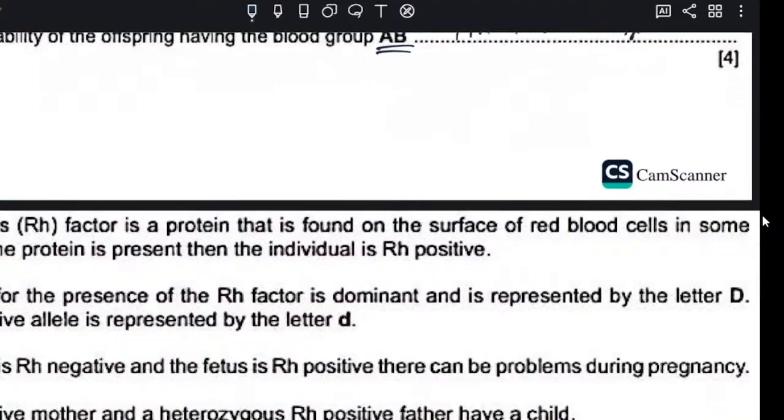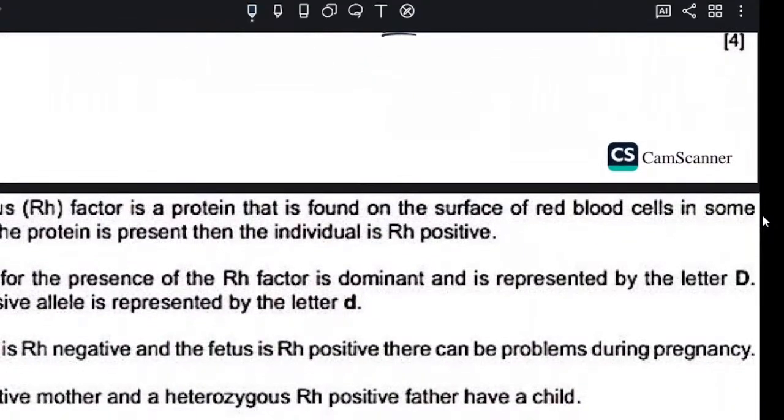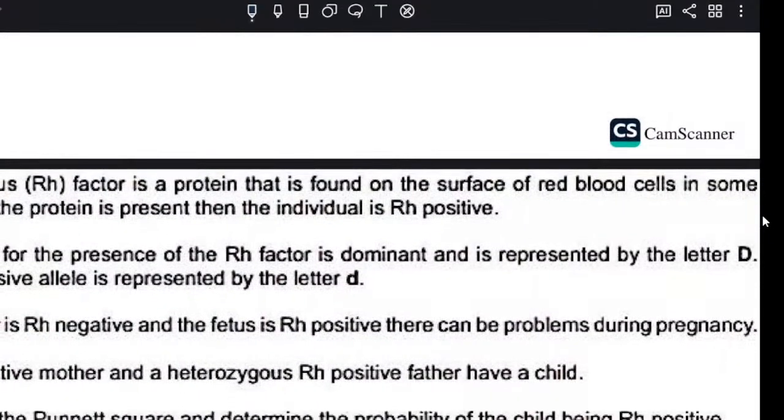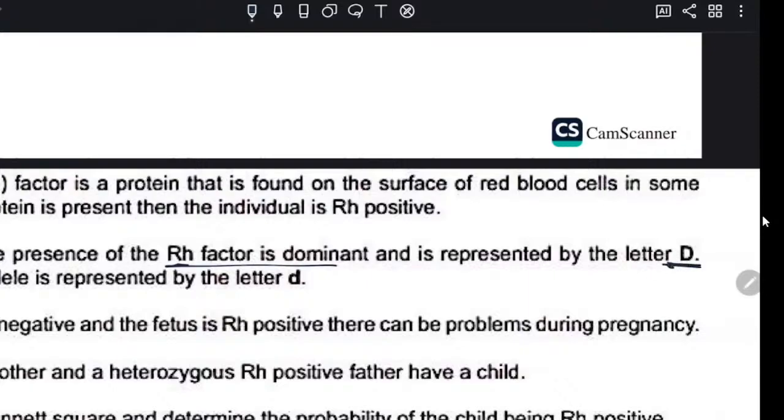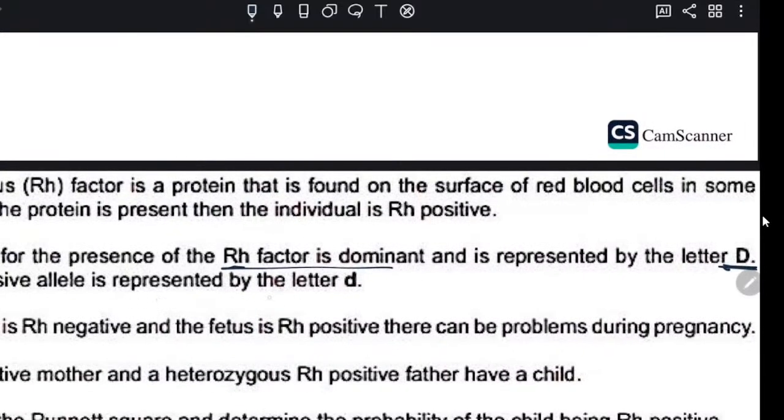There's more. I'm sure now you can try just by looking at this. Here they're saying RH factor is dominant and is represented by capital D. Then the recessive is by small d. So you know what I look for when I'm reading here? I look for what the parents are, and I look for what letters I am using for the alleles. I don't read anything else.